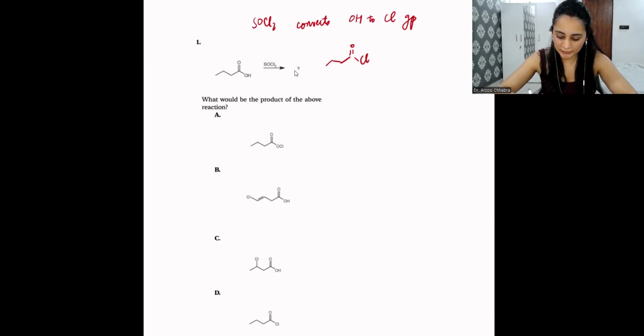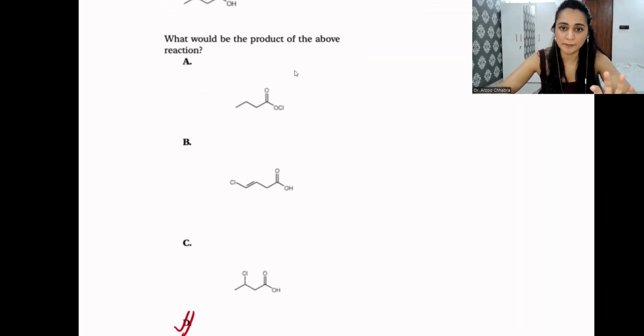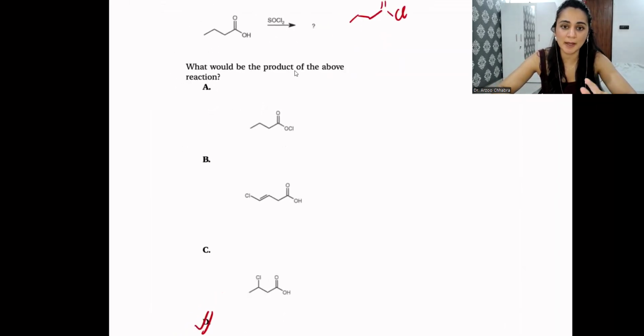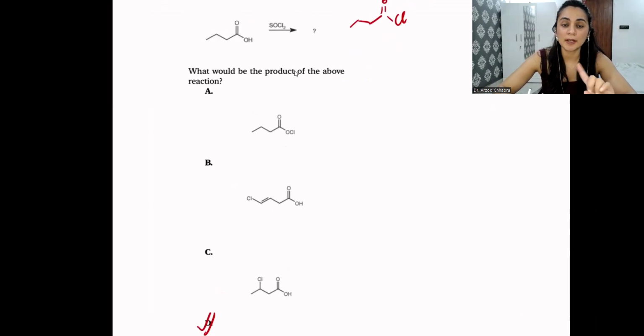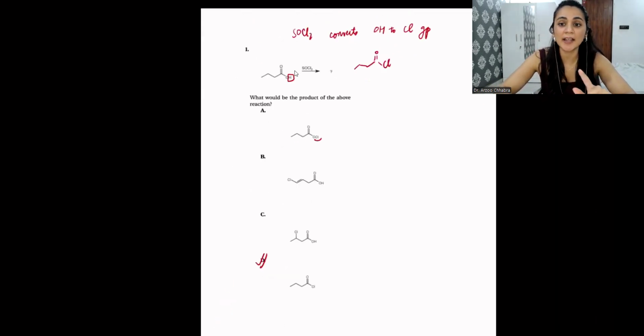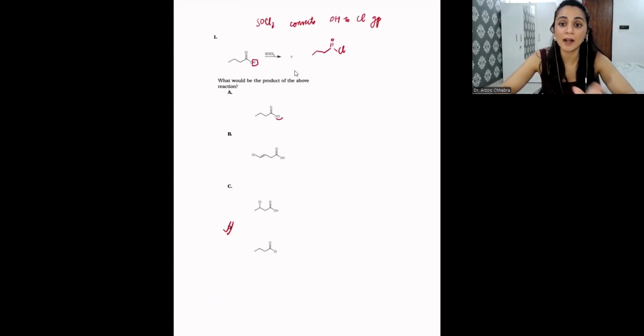That's what's happening over here. So option D is the correct answer. Don't get confused with option A, because in option A, they're only switching the hydrogen with the Cl, but that's not true, because the entire OH converts to a Cl in the transformation.